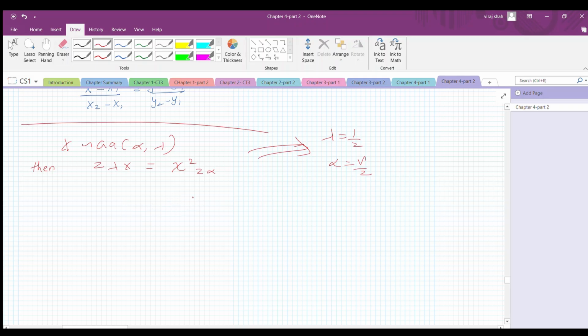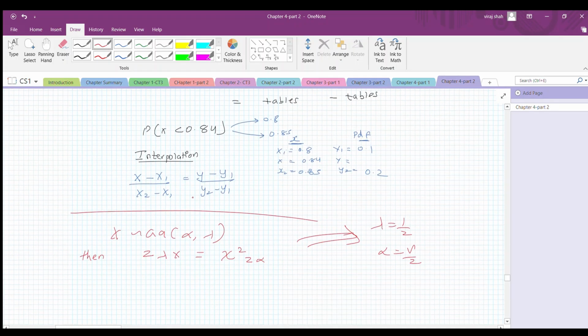Why did I want this? Basically, I'm converting gamma into chi-square. So I want gamma to be equal to chi-square, right? That's the reason I developed this. If you substitute lambda as half and alpha as v by 2, I get my x is equal to chi-square.